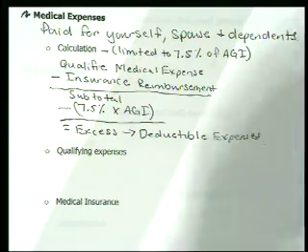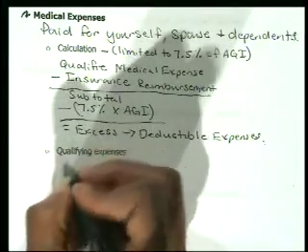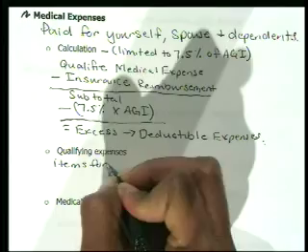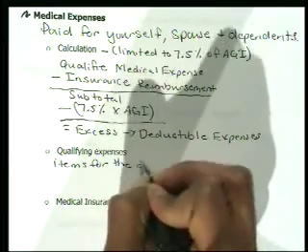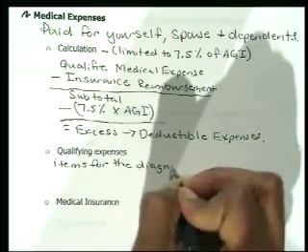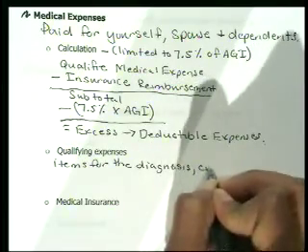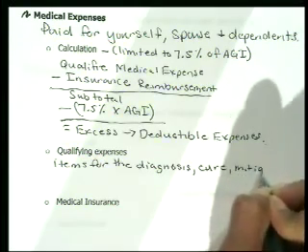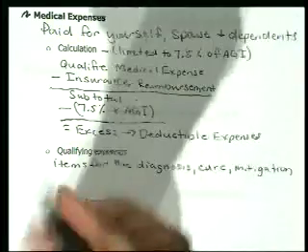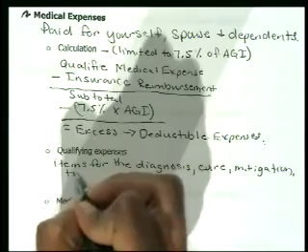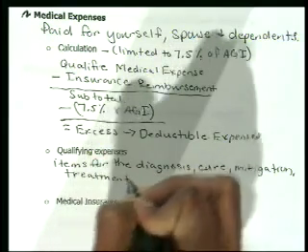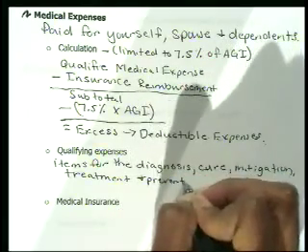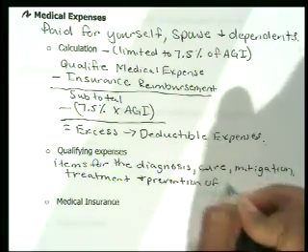When we look at qualifying expenses, the way they state it, they say anything, but basically items that account for the diagnosis, meaning I'm going to go get checked out, and then the cure, mitigation, treatment, and any prevention of disease.